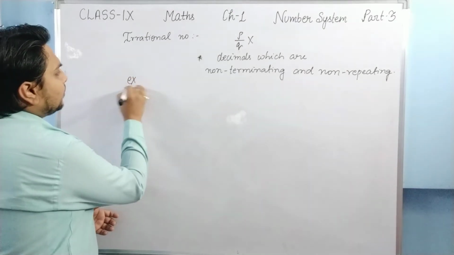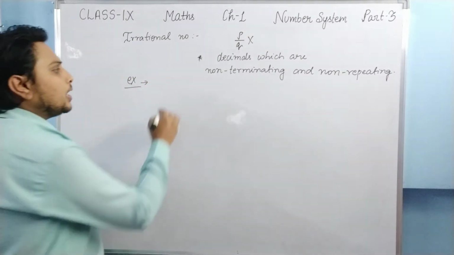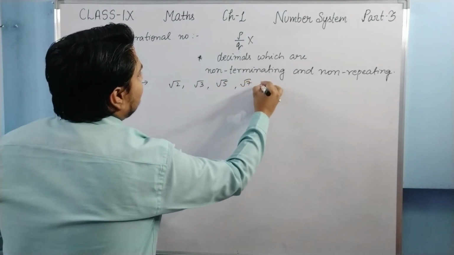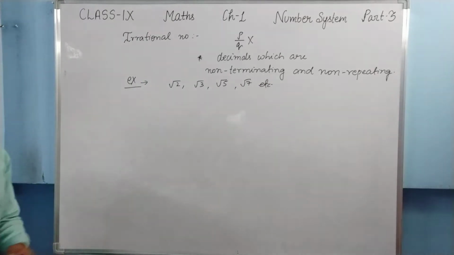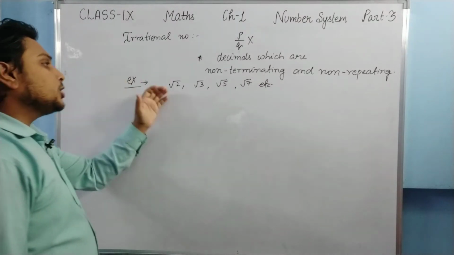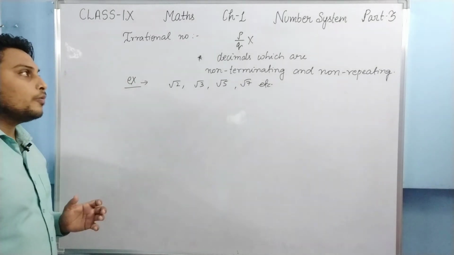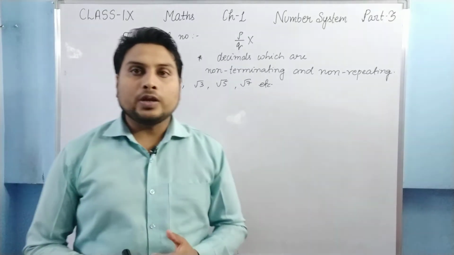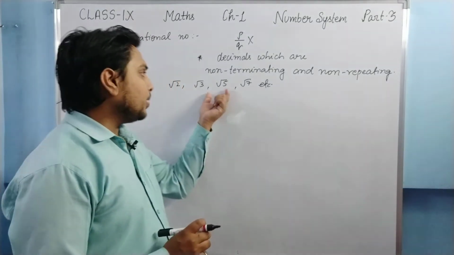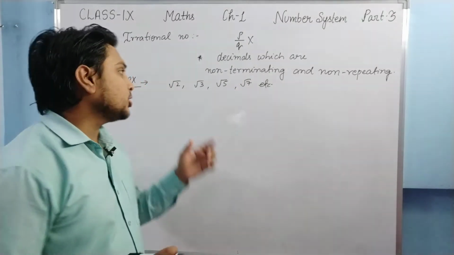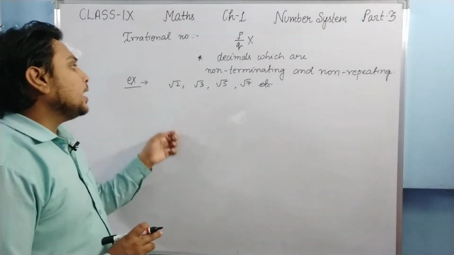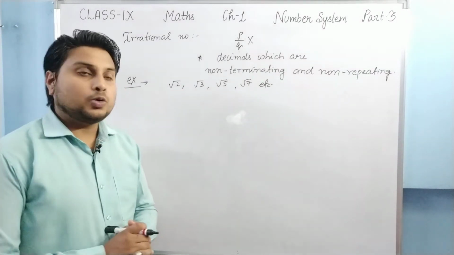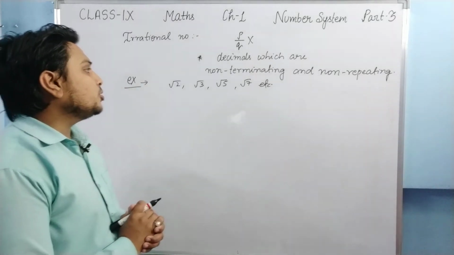And what are some examples that we have studied of an irrational number? Like under root 2, under root 3, under root 5, under root 7, okay? This type of numbers are irrational numbers. So what we are going to study under this topic, firstly we will learn how we can prove that a number is an irrational number. Like if the question is, prove that under root 2 is an irrational number, how will we prove it? This type of question we will see, okay?